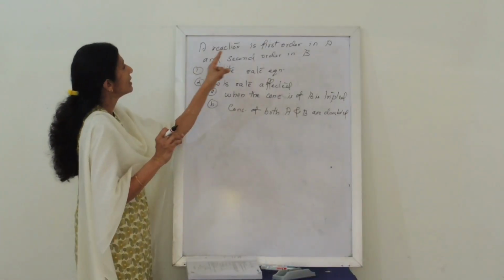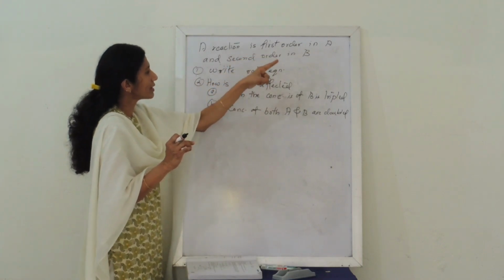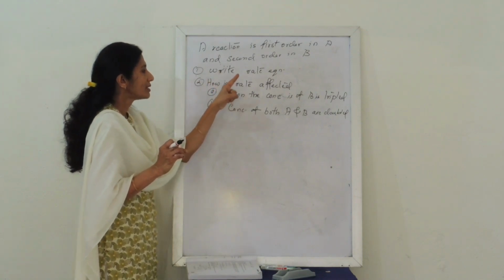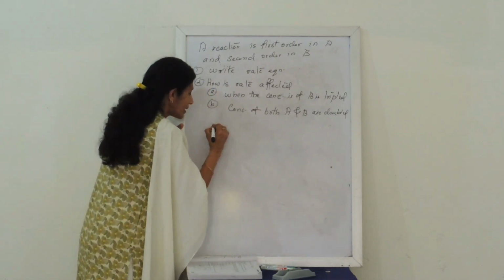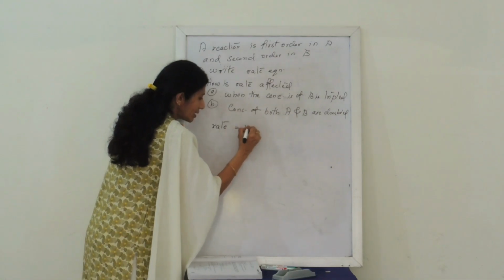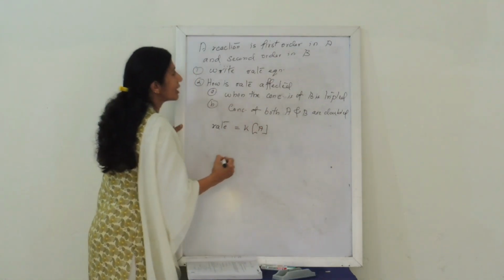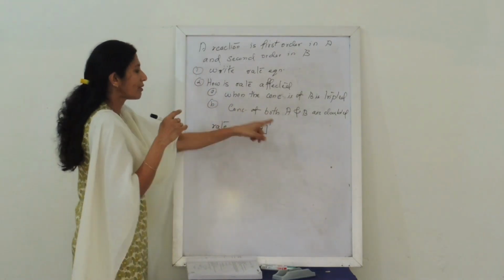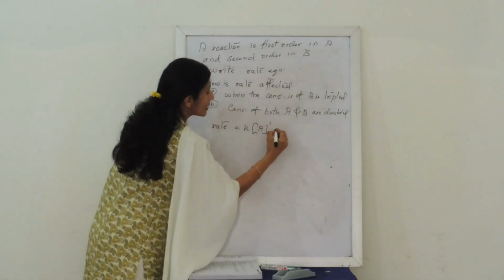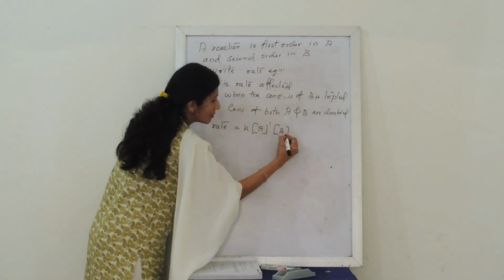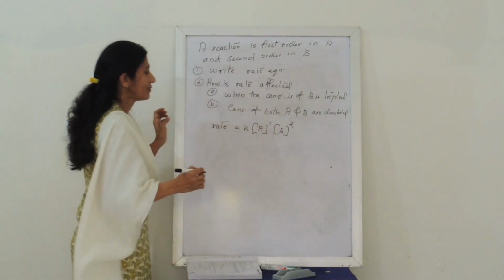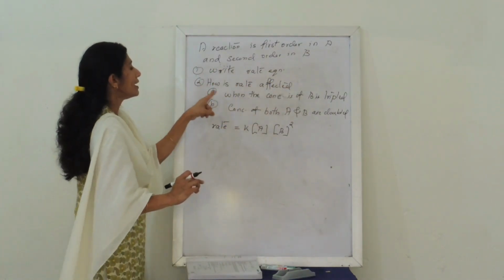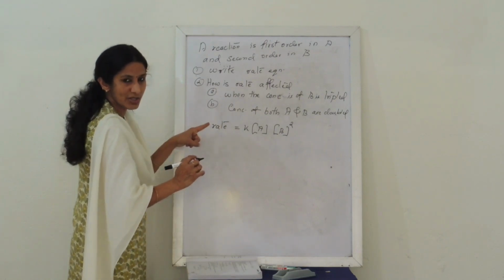ഒരു question നോക്കാം. A reaction is first order in A and second order in B. The first one, write rate equation. എങ്ങനെ വരും? Rate is equal to K into concentration of A to the power of 1, first order in A. Then second order in B. That is concentration of B to the power of 2. ഇവിടെ പവർ ഇടണമെന്നില്ല. Understood? ഇനി അടുത്തത് മനസ്സിലായല്ലോ റേറ്റ് എക്സ്പ്രഷൻ.